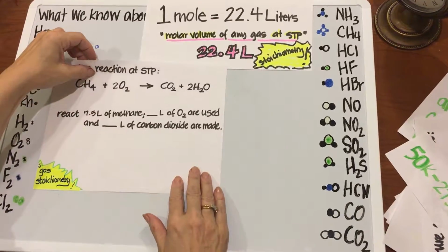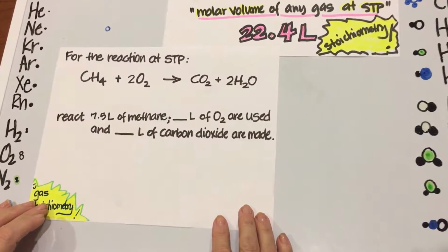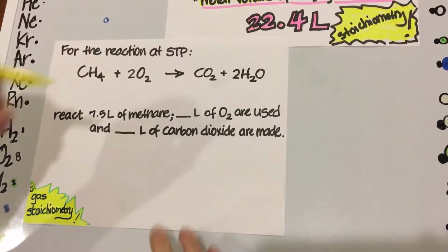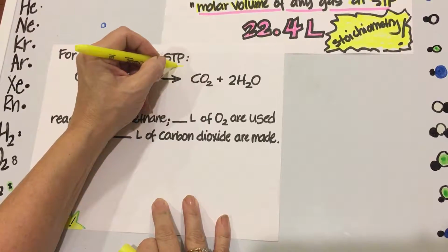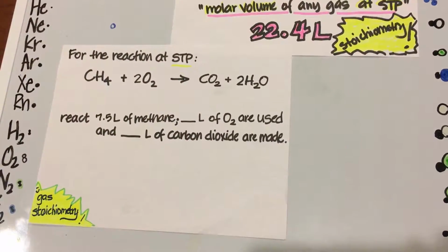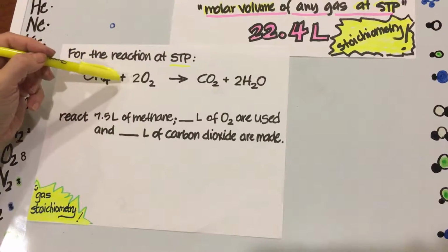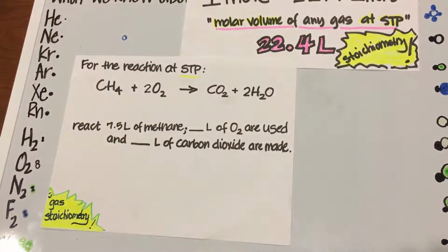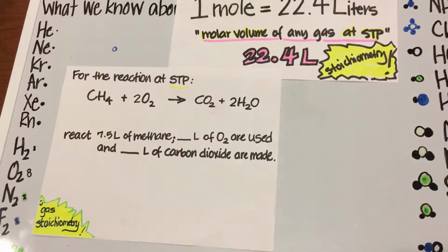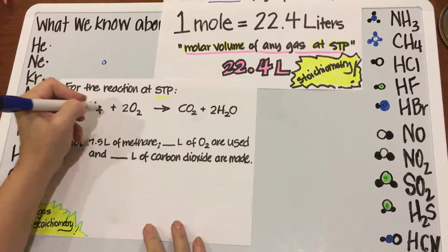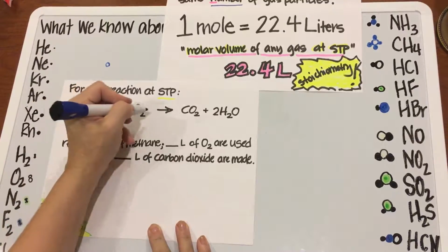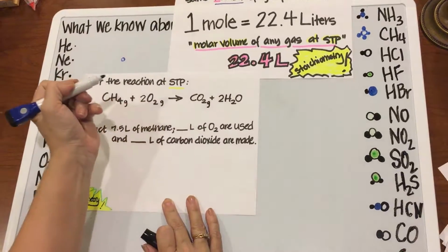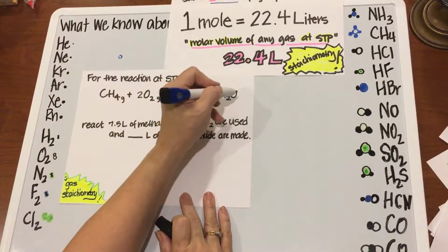All right, here's an example of gas stoichiometry. For the reaction at STP, check it out. I told you STP. That's a big hint that you're going to be able to use 22.4 liters equals 1 mole. CH4 plus 2O2 becomes CO2 and 2H2O. Well, let's have a look. Methane, right there. Methane's a gas. You already happen to know oxygen's a gas. And of course you recognize that carbon dioxide is a gas. At STP, probably water is not a gas.